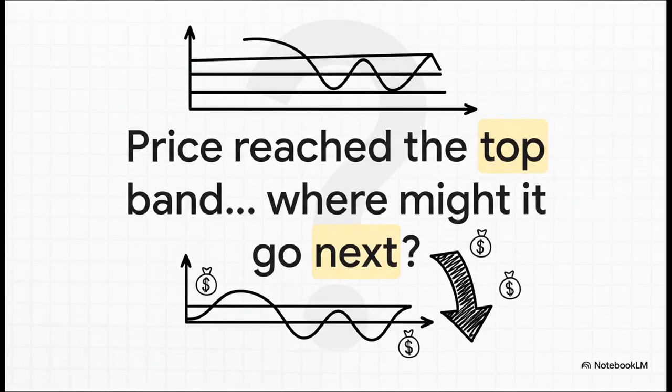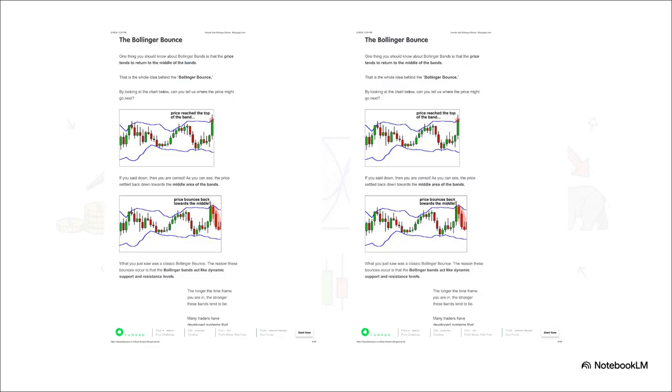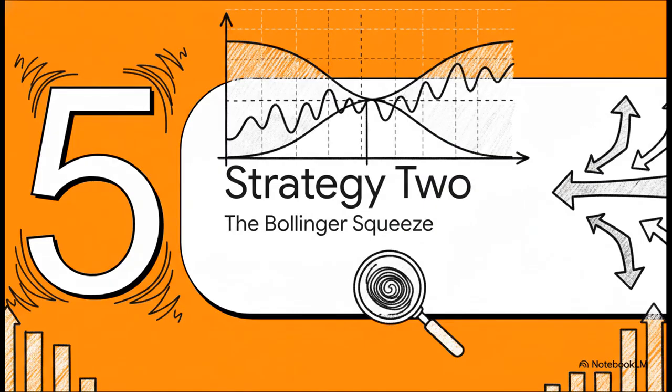Okay, let's look at a real chart. You can see the price has just come up and touched the top of the band. So, based on what we just talked about, where do you think it's gonna go next? If you said down, back toward the middle, you got it. Look at that. The price bounced right off that upper band and headed back towards the middle. That is a picture-perfect example of the bounce strategy. Awesome. Let's move on to our second strategy.